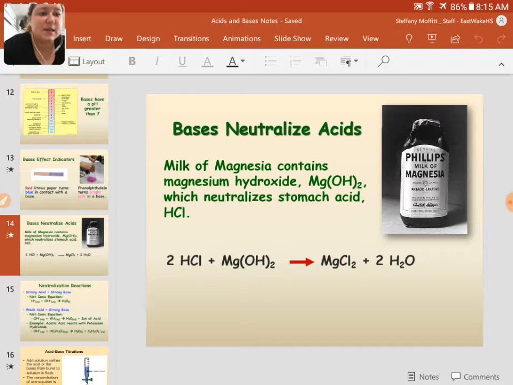Bases neutralize acids. Milk of magnesia contains magnesium hydroxide, MgOH2. We know it's a base because it says OH, which neutralizes stomach acid, HCl, to form magnesium chloride and water.